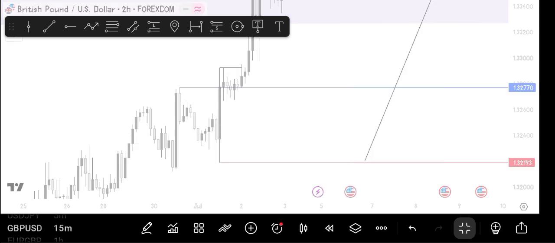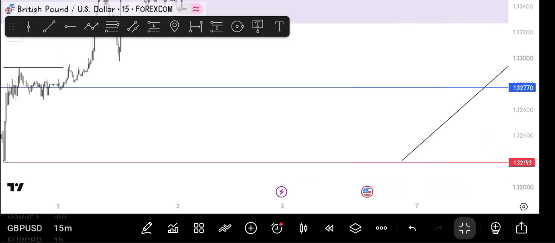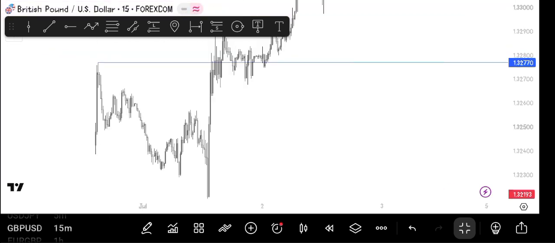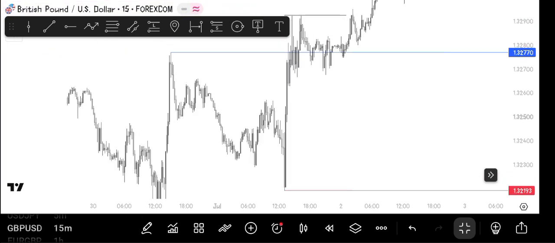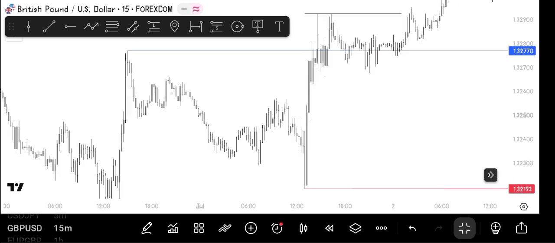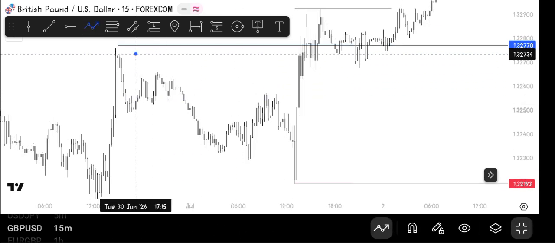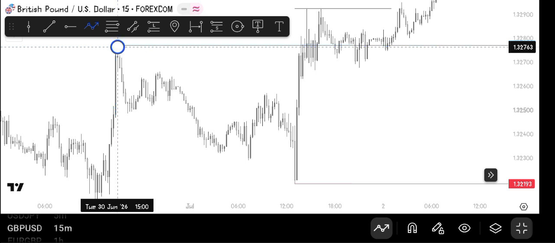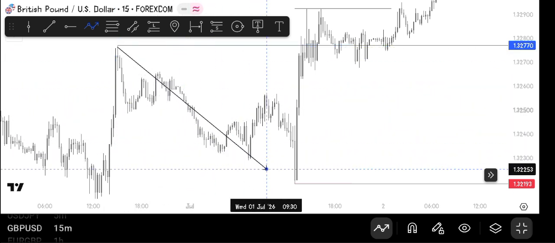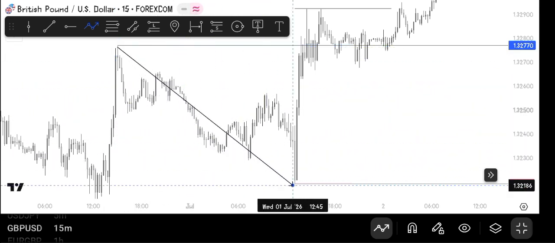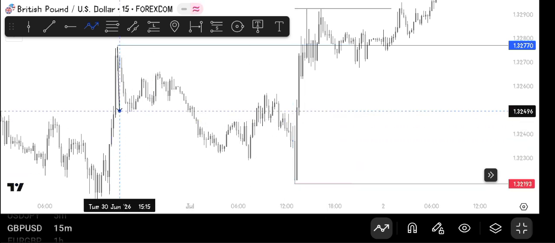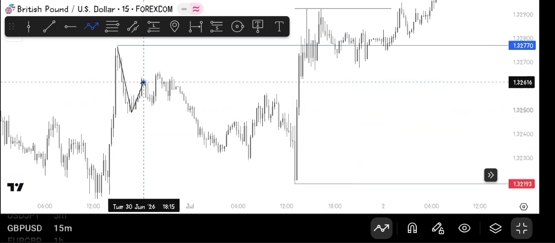Remember, this blue line and our red line is our overall range. Now if you look at this range right here, from this blue line to this down move is the overall range. Now if you look, when price came to this side, price gave a high.